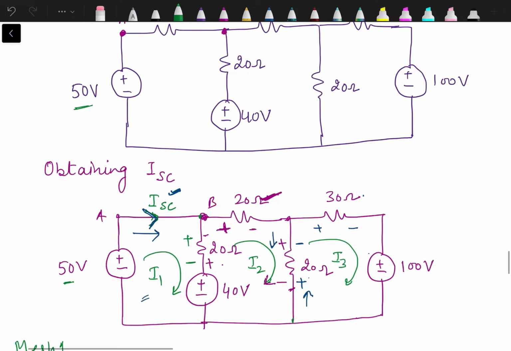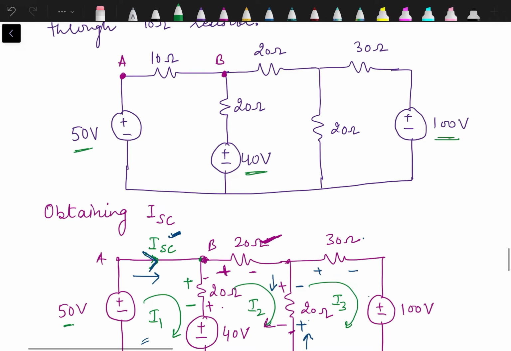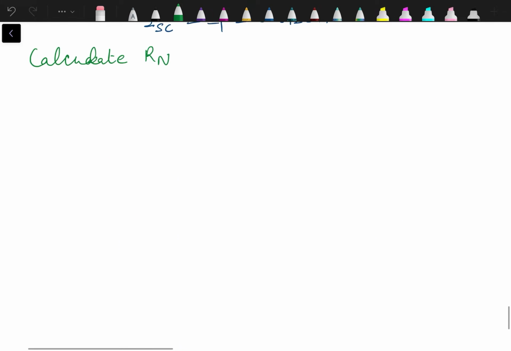The 50 volt source is replaced by a short circuit, the 40 volt by a short circuit, and the 100 volt by a short circuit, and we will open the terminals A and B and calculate the equivalent resistance seen from these terminals. Let's redraw the circuit again. A, B.